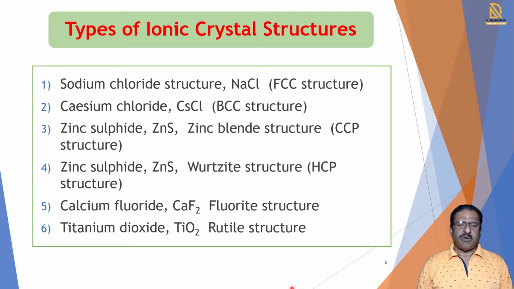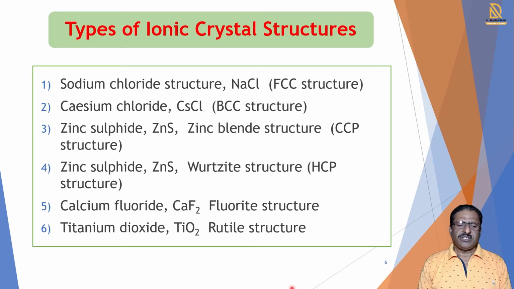Third, zinc sulfide, that is ZnS structure, and that zinc blende structure is observed, and this is CCP structure. Then fourth type, zinc sulfide structure, and this zinc sulfide structure is of different type than the zinc blende, that is called as Wurtzite structure, and this Wurtzite structure is HCP structure.